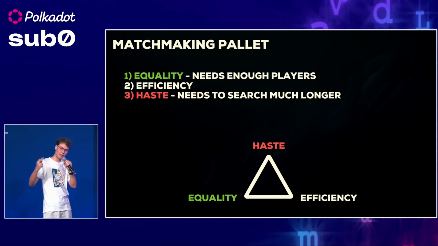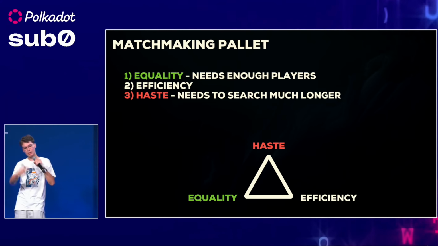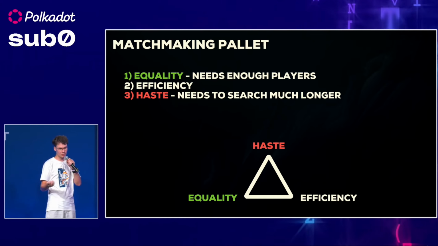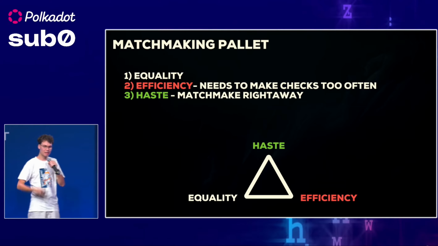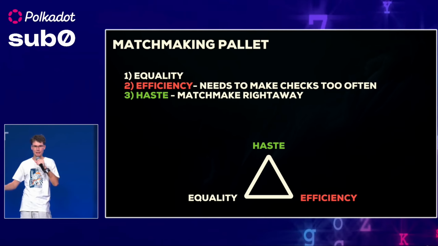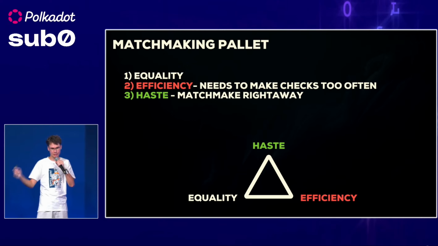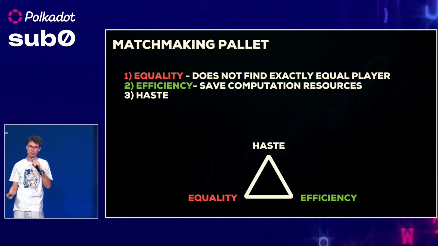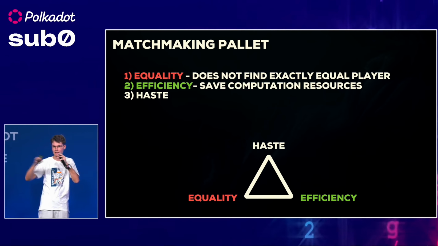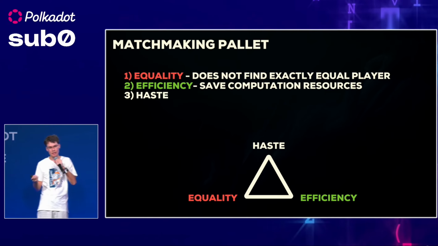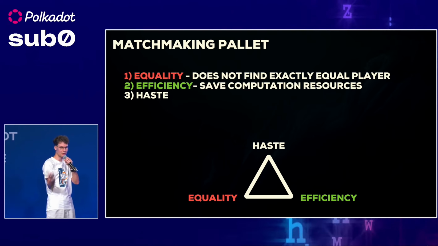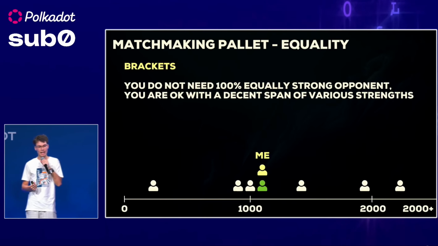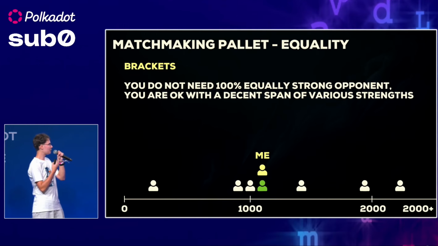So if you want to, for example, improve the equality a lot, then you would have to wait a long time for exactly the strong player as you need. So that's not good. If you want to make it quicker, then you would need to, for example, check every second to find a match at exactly 1 second. And if you want to save some computations, then maybe you will not check all of the players and you will not compare all of them together, which would save computation, but then you wouldn't be able to find exactly the strength of that opponent that you need. And this is the solution that we went with.